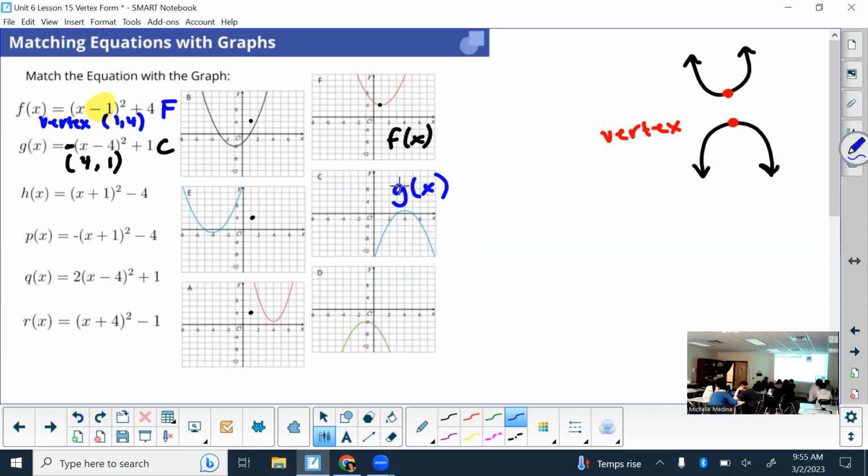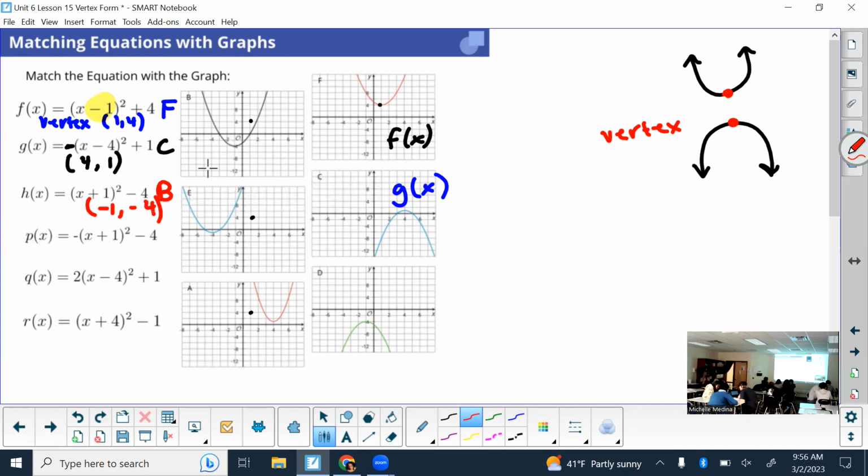All right, table 6. Which one does H of X match? Did you say B as in boy? Okay, so let's see. Class, what's the vertex for this one? -1, -4, good, that is correct. It should be opposite for the H, same for the K.